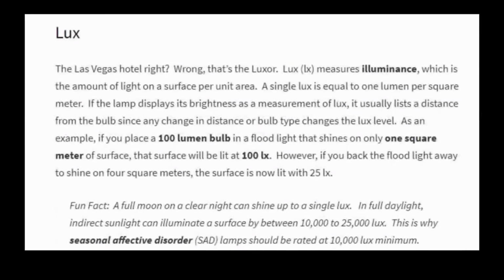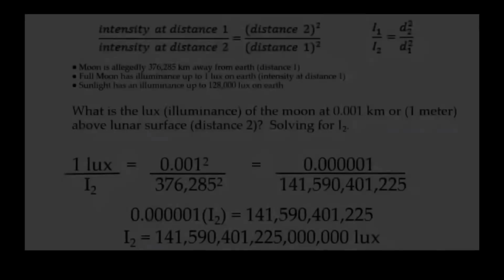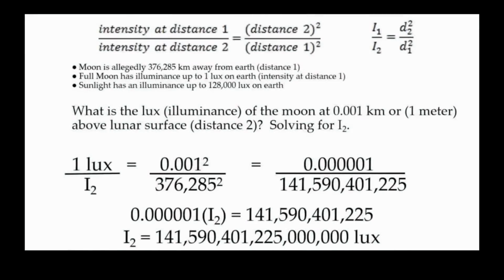The full moon, which is supposed to be reflecting sunlight, has an illuminance up to 1 lux on the Earth's surface. That's not substantial, but a full moon has enough illuminance to read from it here on Earth. It is allegedly 376,285 kilometers to the moon from Earth's surface to moon surface. Let's assume our Apollo astronaut is 0.01 kilometers, or 1 meter, above the surface of the moon.